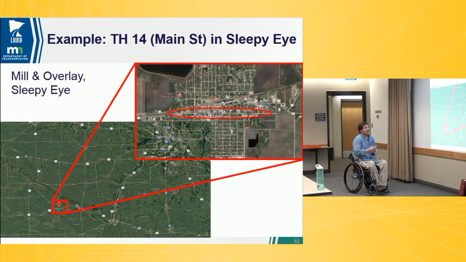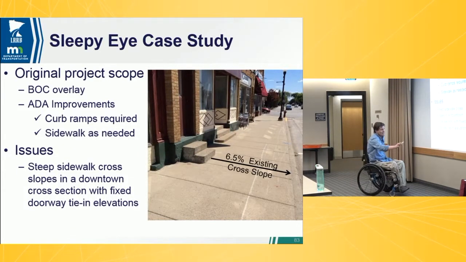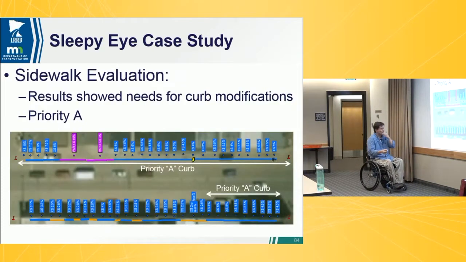So in Sleepy Eye, we're putting that into practice. We've got some similar type cross slopes in town. This is an existing concrete road. We're doing a 3-inch bituminous overlay, making it a BOC. And yeah, we're going to see how that goes.